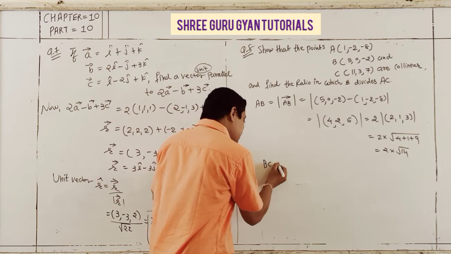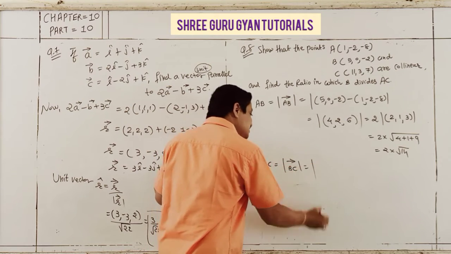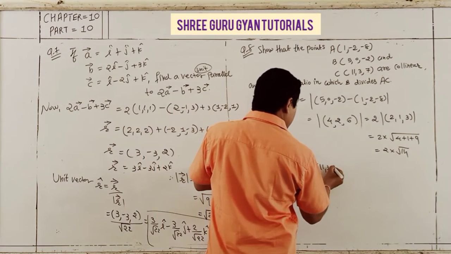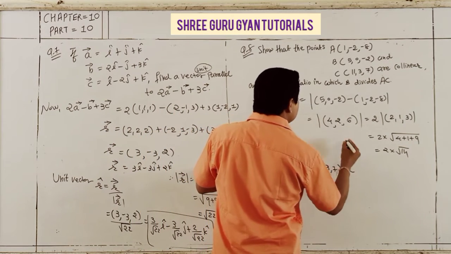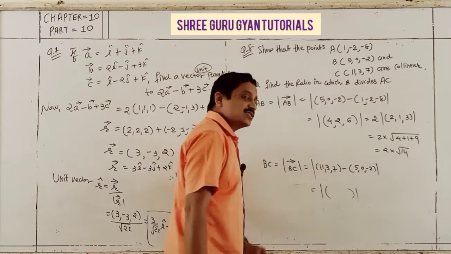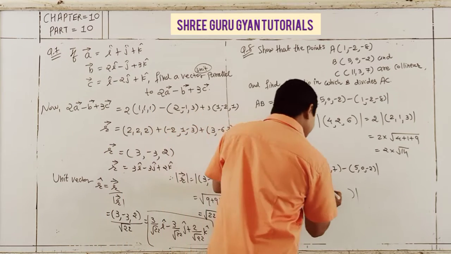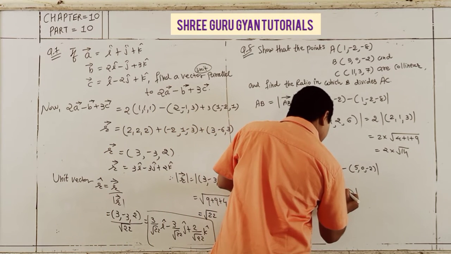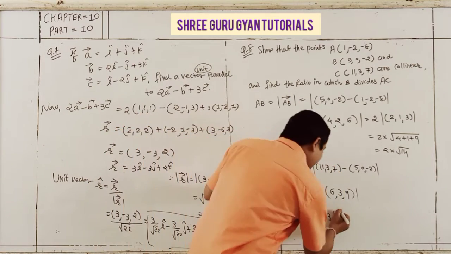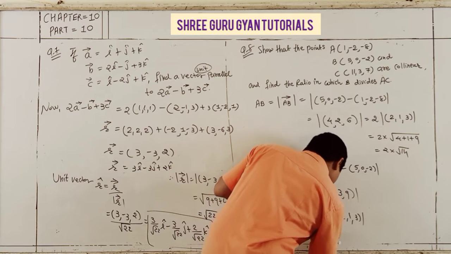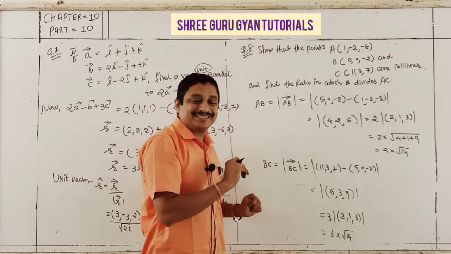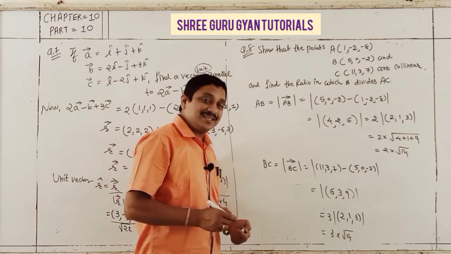So now students, I will start with BC direction. C minus B. I have C (11, 3, 7) minus B, I have (5, 0, -2). So you just subtract: 11 minus 5 is 6, 3, and 9. Just take 3 common. So remaining here 3 times (2, 1, 3). Definitely it is also root 14. That's your second part. AB is 2 root 14, BC is 3 root 14.